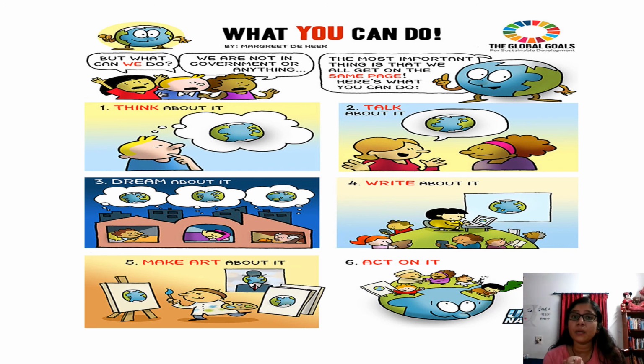One is think about it, think about these goals. Talk about it. You can discuss about this. Many people don't know about these goals. Many people don't know that there are 17 sustainable development goals, and we are working towards it. Nobody will know unless you talk about this to others. Then dream about it. It doesn't mean that when you sleep you have to dream about it.